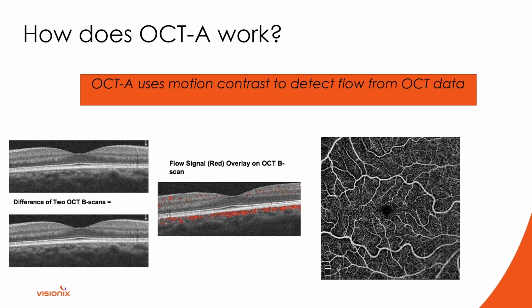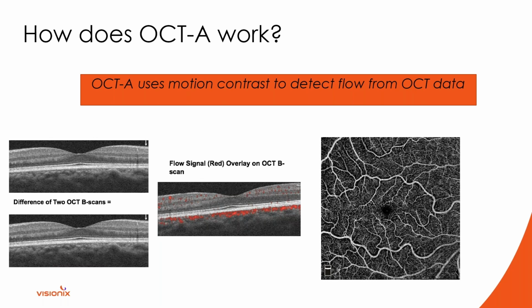And what the machine is looking for are differences in reflectivity, or differences in signal, between those two B-scans. The idea is that, again, the only thing that should look different between sequential B-scans is something that's moving. So the machine has an algorithm for looking at these two stationary B-scans and picking up on differences in reflectivity.